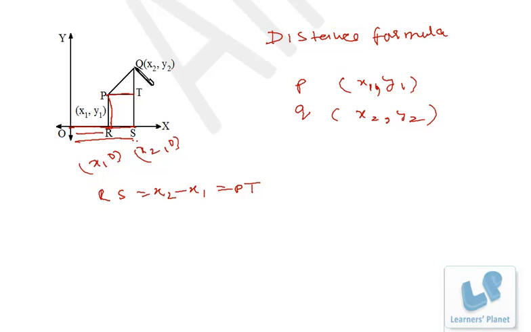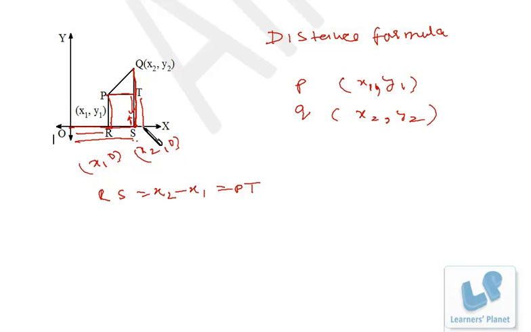Similarly, we find QT. Now the y coordinate of point Q is y2. That means this length is y2, and this length is y1, because the y coordinate of P is y1 and this length is the same as this length. So the y coordinate of point T will be y1 only. This complete distance is y2 and this distance is y1. That means QT will be this minus this, QS minus TS.